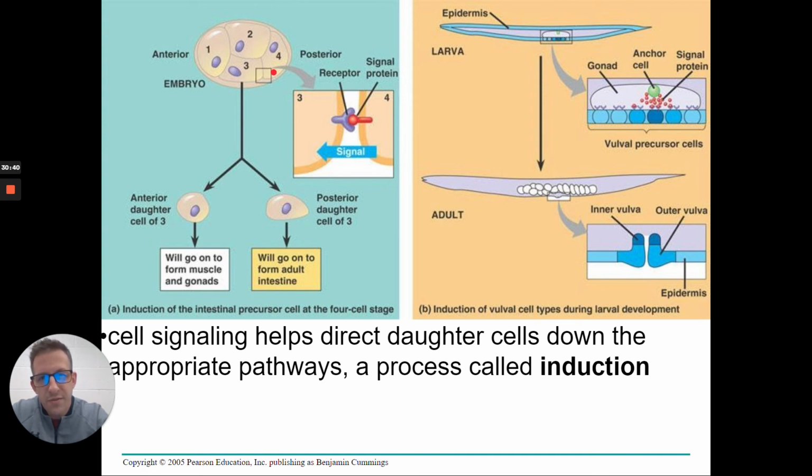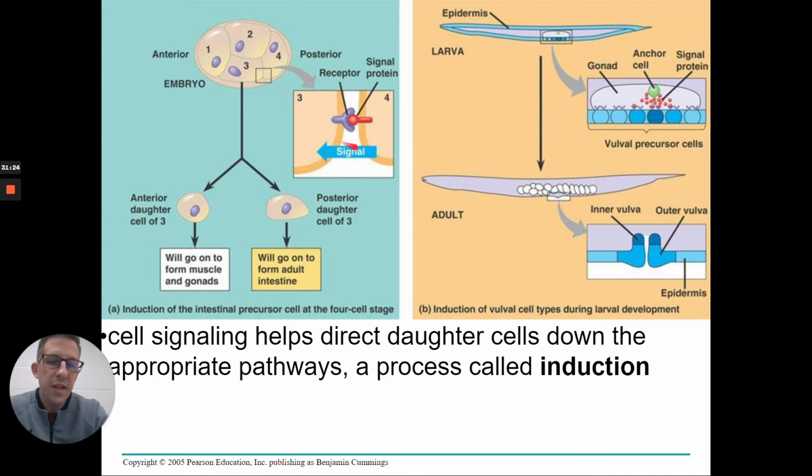I've talked about this before when we discussed it in the Chapter 11 assessment, but the interaction happens between cell 4 and cell 3. We can see a zoomed-in version of what's happening here. Cell 4 is responsible for providing an inductive signal to cell 3. This signal gives a message that says, okay, cell 3, next time you divide, your posterior daughter cell is going to form all of the intestines for the creature, and your anterior daughter cell, the one in front, will go on to form the muscles and gonads of the adult creature.